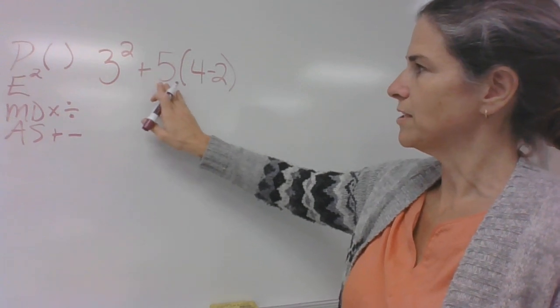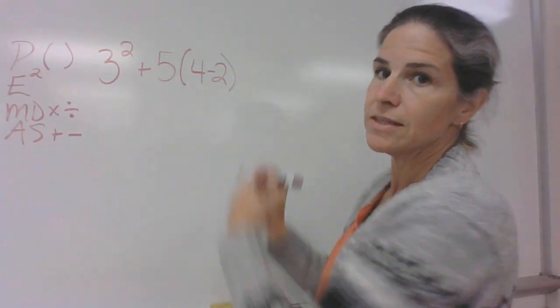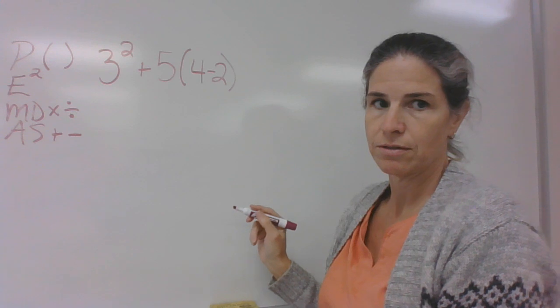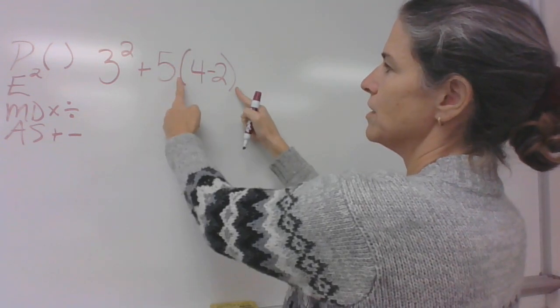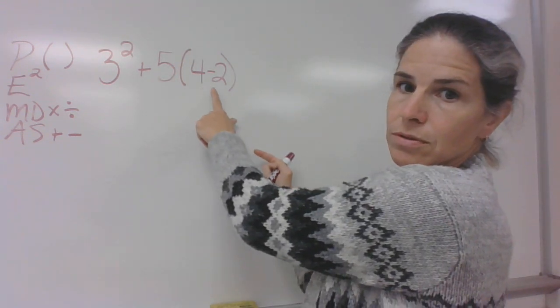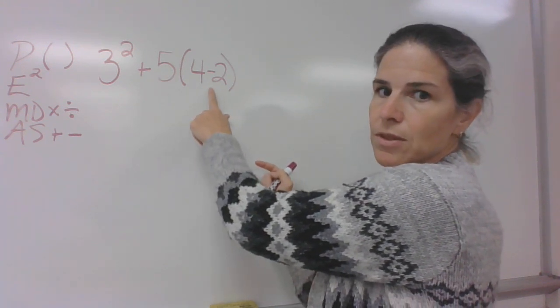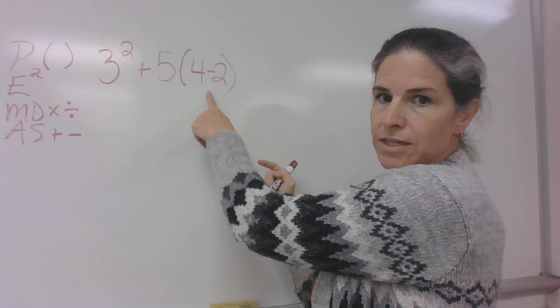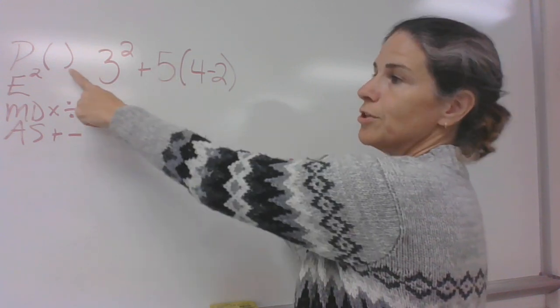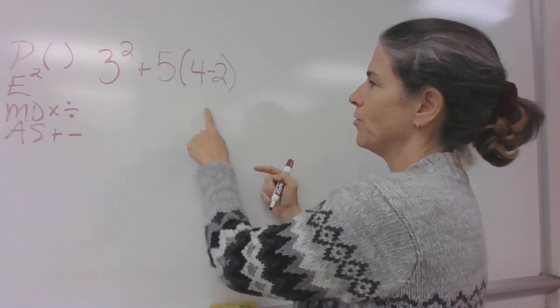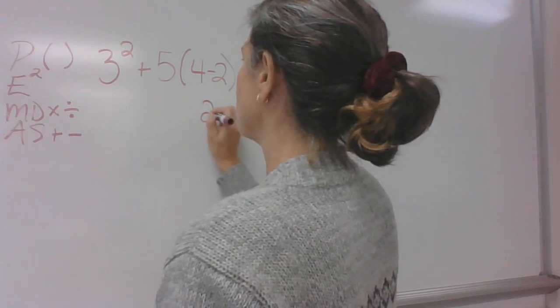Over here, I have another problem for us. 3 squared plus 5. Remember, the parentheses can also mean multiplication. So you're multiplying whatever the difference is of 4 minus 2. This 5 is going to be multiplied by whatever 4 minus 2 equals. So first thing we're going to do is that subtraction, because we do parentheses first. So 4 minus 2 is 2.